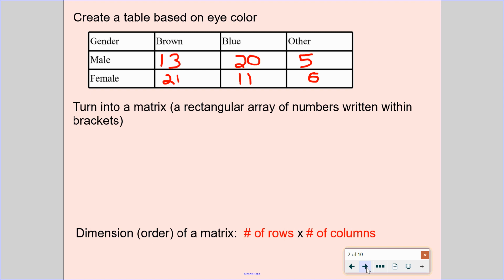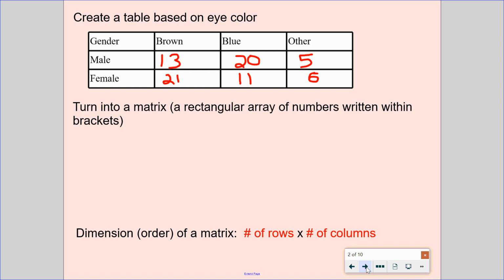All right, so I wanted to give you a little bit of an introduction by giving you a table that talks about eye color. So I have filled in different values for the amount of males that have brown eyes and females that have blue eyes and so on and so on. And we're going to make this into a matrix.